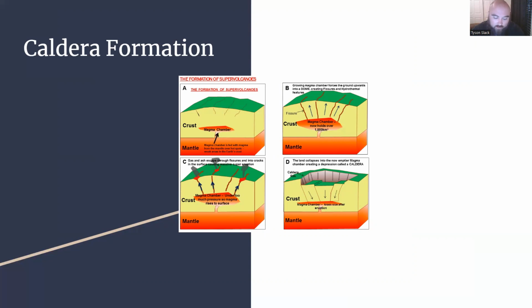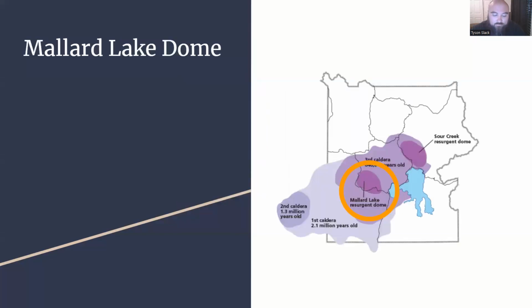When these cracks or fractures reach the magma chamber, gases explode and pressure is released. This causes the roof of the dome to collapse, forming a caldera, and magma flows out from the ring fractures over the caldera floor. So the Mallard Lake Dome is considered a resurgent dome. This means that the dome is formed by swelling or rising of the caldera floor due to movement in the magma chamber beneath it.